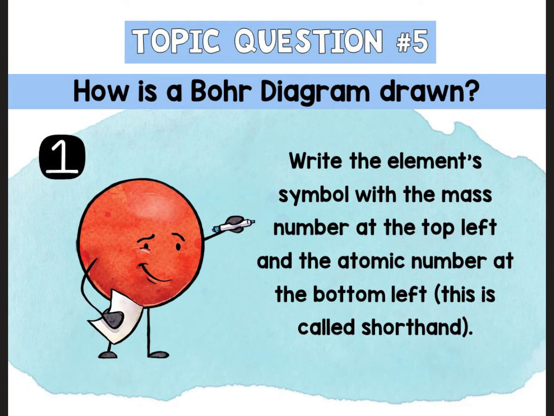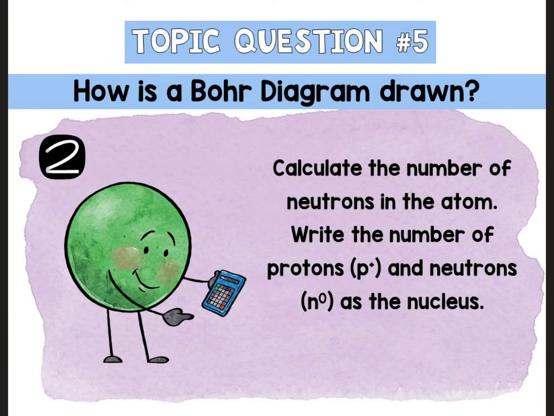Now, let's learn how a Bohr diagram is drawn. First, you write the element symbol with the mass number at the top left corner. Then, you write the atomic number at the bottom left. This is called shorthand. Next, you calculate the number of neutrons in the atom. You'll write the number of protons, P+, and neutrons, N0, in the center as the nucleus.